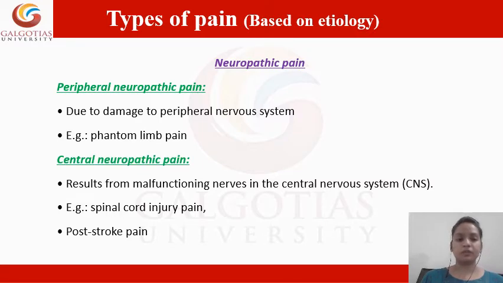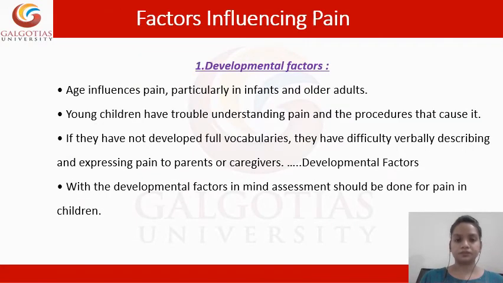Neuropathic pain is further divided into two parts, peripheral neuropathic pain and central neuropathic pain. Peripheral neuropathic pain is due to damage to the peripheral nervous system, for example phantom limb pain. Central neuropathic pain results from malfunctioning nerves in the central nervous system, for example spinal cord injury pain and post-stroke pain.